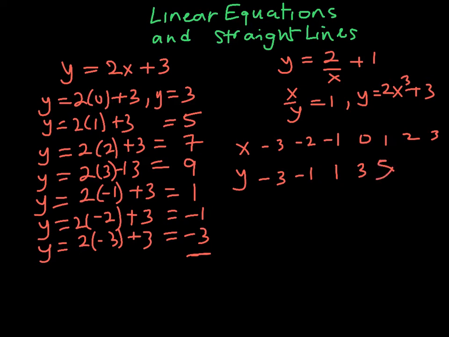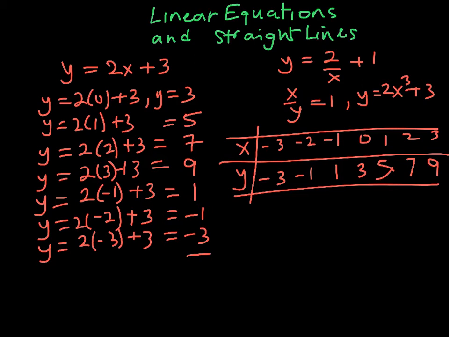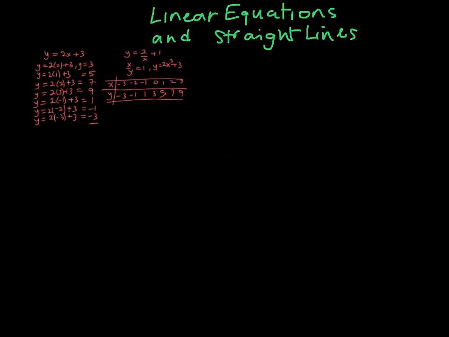Okay? When x is equal to 2, then the value of y is 7. And then when x is equal to 3, the value of y is 9. So what we have now is a table of x and y. So we can now plot this table of x and y on a graph that has a y-axis as well as an x-axis. Okay, so let's make the graph.